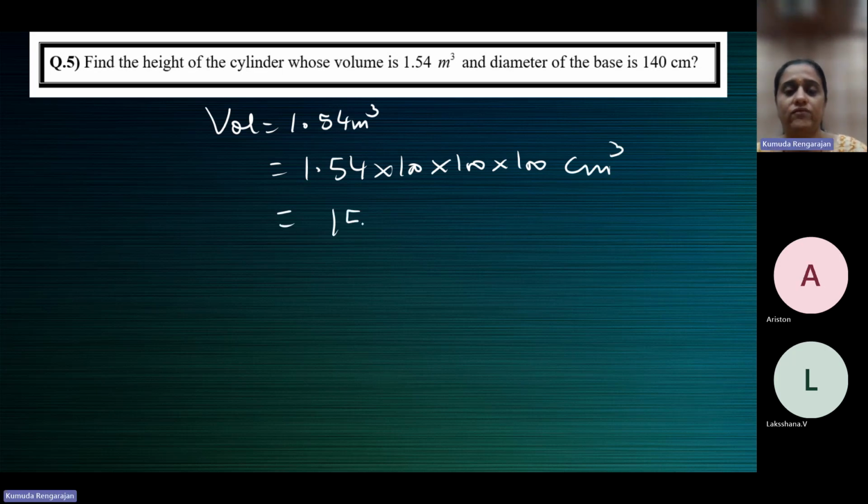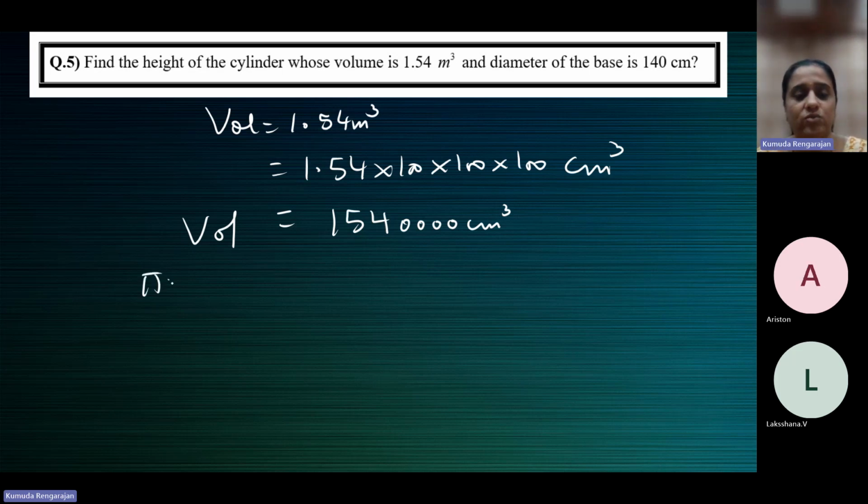So this is 154.1212 centimeter cubed. This is the volume. The volume formula for a cylinder is pi r square h, which is equal to 154.1212. So 22 by 7 into r square.